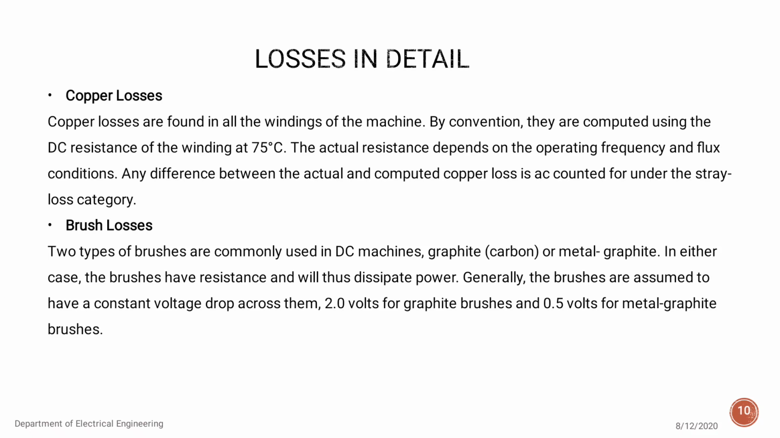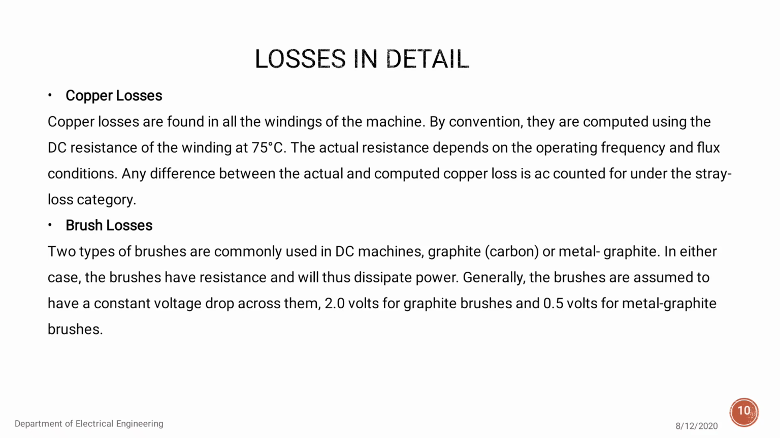Now the next one is brush losses. There are two types of brushes used in a DC motor. The first one is graphite, that means carbon or metal graphite. This type of question will be asked in multiple choice questions: brushes used in a DC motor are made up of. So there may be one option as graphite or carbon.